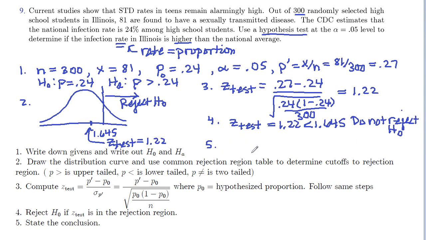And then we finally state our conclusion. So we're going to conclude that the STD rate in Illinois is not any higher. So we conclude that p is still equal to 0.24. So the STD rate for Illinois is not higher than the national average. At least not from this sample information. It is not extreme enough.